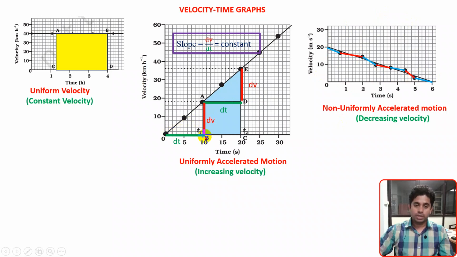Here the dv by dt ratio is uniform. But here the same dv by dt ratio, or the slope of the line, is not constant like here. That's why we will call this motion non-uniformly accelerated motion, where velocity is decreasing.